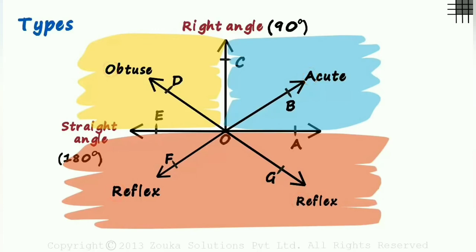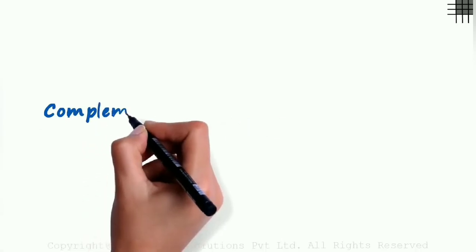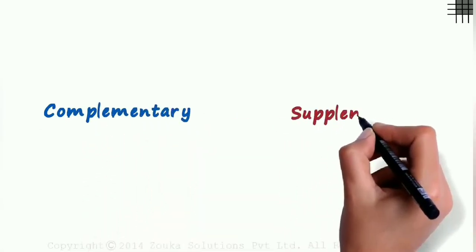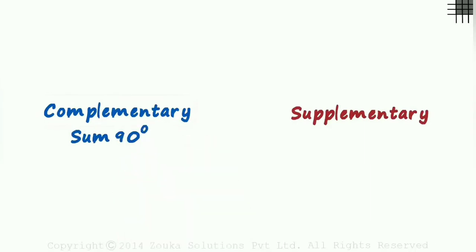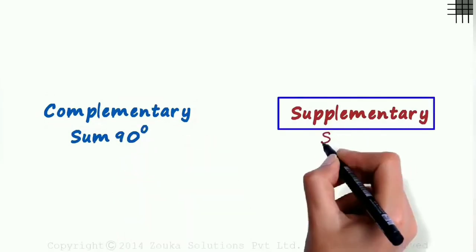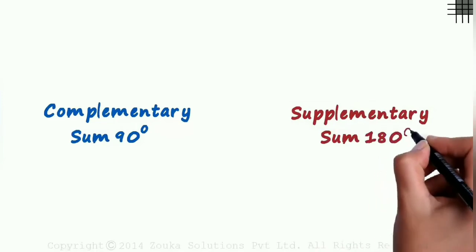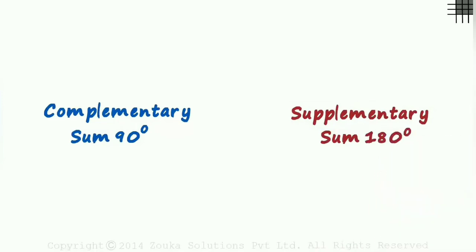There are a few types of pairs of angles that the competitive exams test you with. Two of them are complementary and supplementary. The names sound fancy, but the concept is simple. Two angles are complementary if the sum of their measures is 90 degrees. And two angles will be supplementary if the sum of their measures equal 180 degrees. Yes, that's how simple it is.